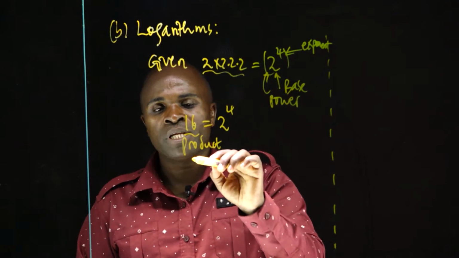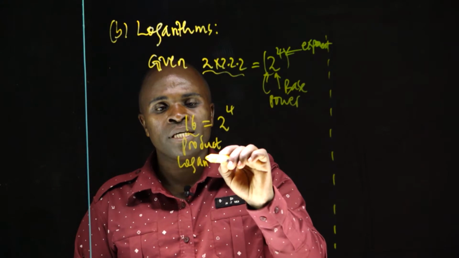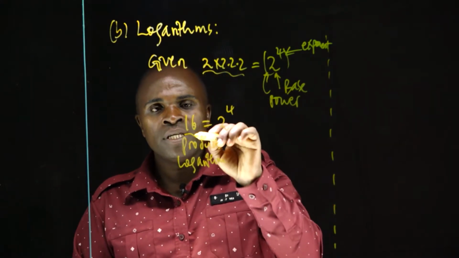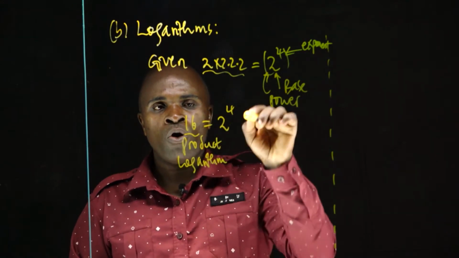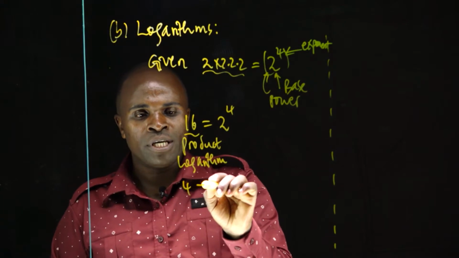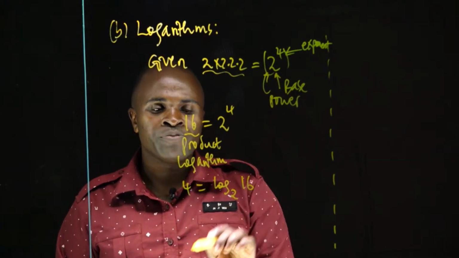or sometimes mathematically we simply call it logarithm. So this is the one we call logarithm. So we write, 16 is a logarithm of 4 to base 2. So we simply write 4 equals logarithm of 16 to base 2.